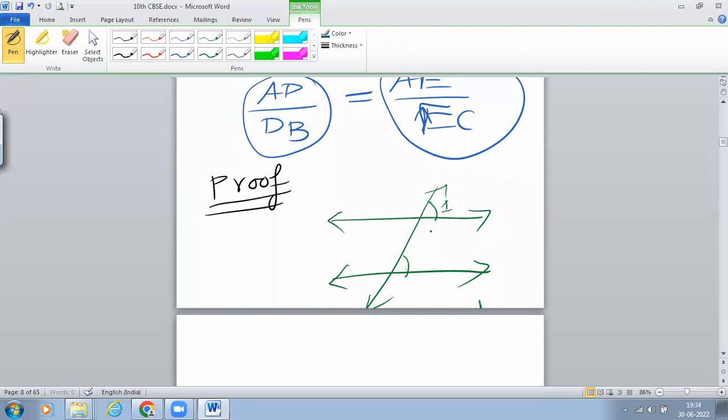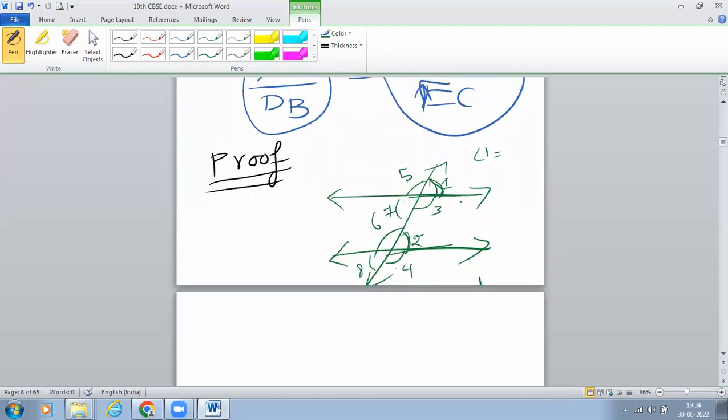Suppose we are considering this as 1 and this as 2. Usually you will not consider it as 1 and 2. This is 1, this is 2, this is 3, 4, 5, 6, 7, 8. Okay, I'll write like this. Now see here, 1 and 2 are called corresponding angles. Corresponding angles are equal when two parallel lines are cut by a transversal.